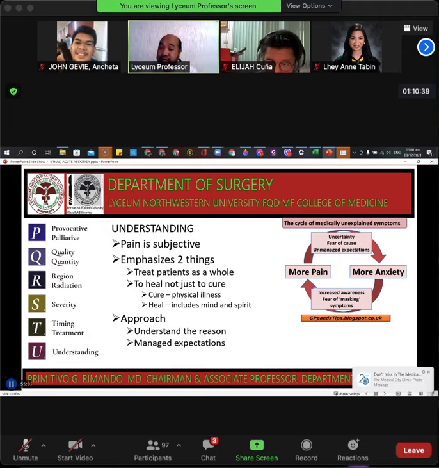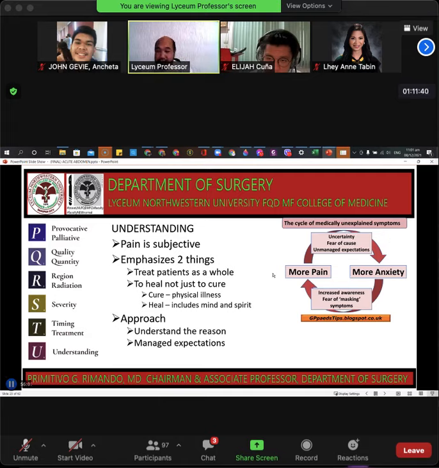So just imagine if you're going to offer a bilateral mastectomy, for example, in patients who are high risk for breast cancer. For example, the patient has breast cancer in the right, and you did a genetic study, and this patient has BRCA1, and you recommend, if you want, we can remove the other breast now to decrease your risk of breast cancer. You have to deal also with the psychological. So it is our job not only to heal the physical problem, but also to include the mind and the spirit. Our approach is to make the patients understand the reason, and of course, to manage the expectation.